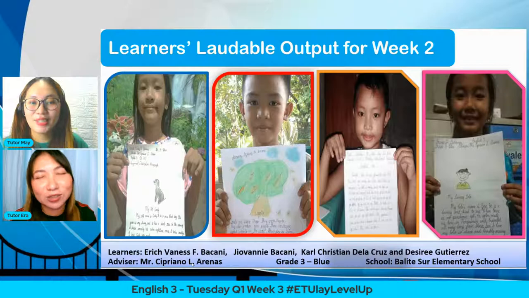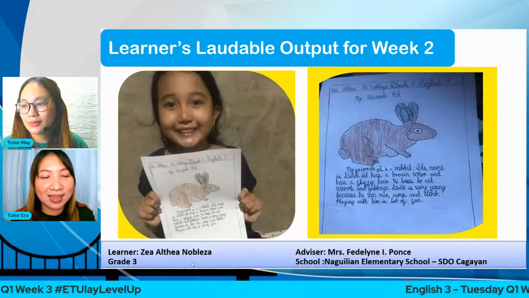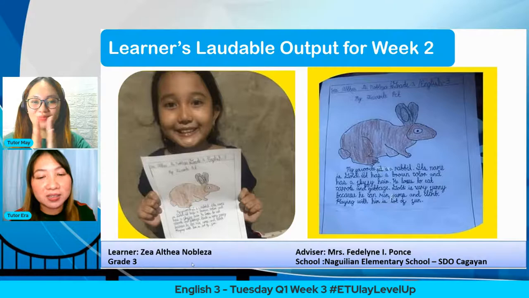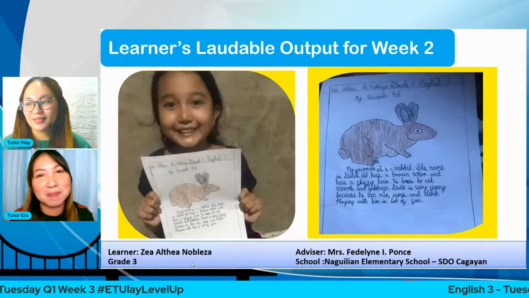Next. Okay, so we have Zaya Altea Noblesa. She told me that her advisor is Mrs. Fedeline I. Ponce. So thank you for the correction you made. And then she sent me a message afterwards. So she's from Naguilian Elementary School, SDO Cagayan.